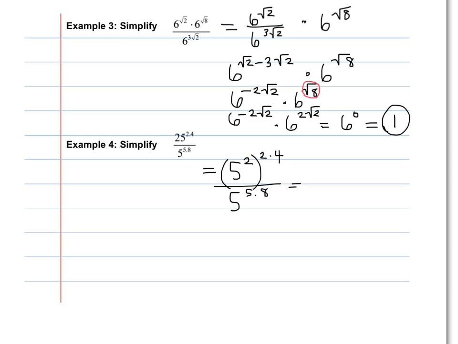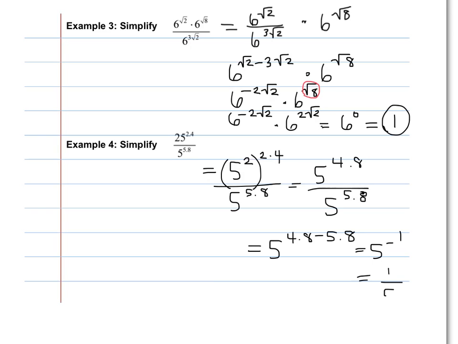First, if I go ahead and multiply that on the numerator, that's 5 to the 4.8 over 5 to the 5.8. And now, because I'm dividing like bases, I subtract exponents. So that's 5 to the 4.8 minus 5.8, which gives us 5 to the negative first, or 1/5.